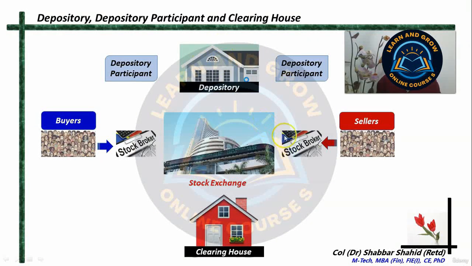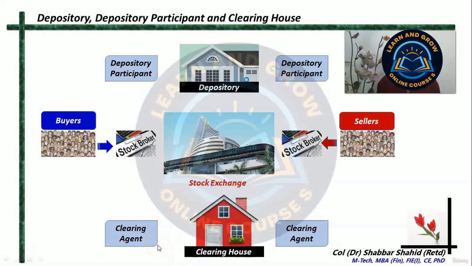All right. Another problem is that the clearinghouse also does not interact directly with the public. They also find that the task is humongous. They cannot interact with the public for their verification and everything. So clearinghouses have got something called clearing agents. Like depository participants, there are a large number of clearing agents. The task of these clearing agents is to verify the authenticity of the buyers and the sellers and then give a confirmation to the depository to change the ownership of the shares.